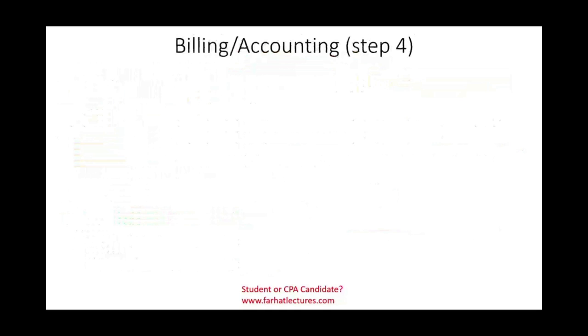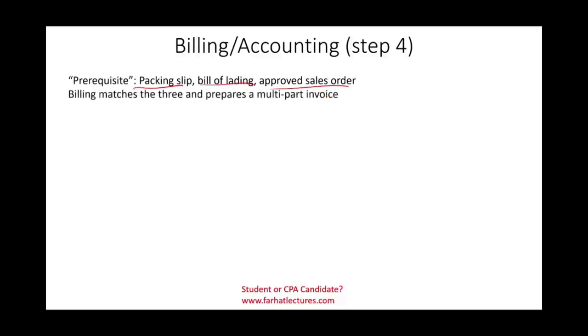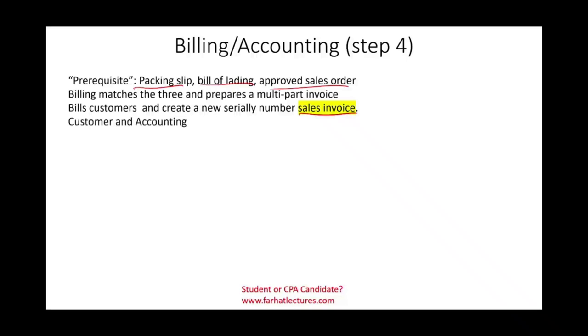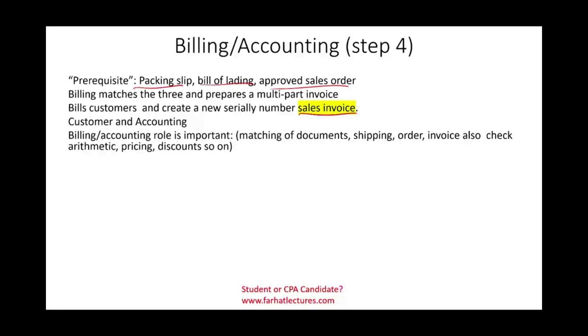Now, once we ship the goods, we move to the billing and the accounting process. Here, the billing and accounting process should have a packing list, bill of lading, and approved sales order. What do they do? They match all three and prepare a multi-part invoice, which is a sales invoice, and they bill the client. Now we have a new document, a sales invoice. The customer gets one, and the accounting department will have one. This step is important because it does the matching of the shipping, the order, and the invoice, and also checks for arithmetic, pricing, discounts, and so on.